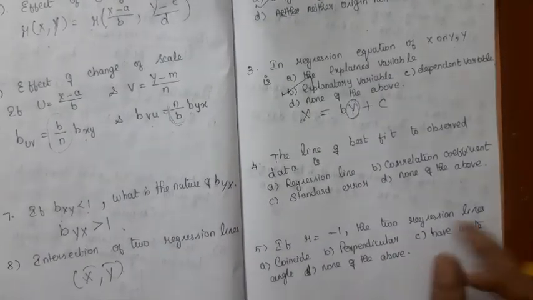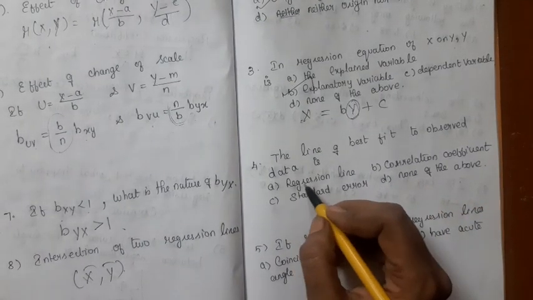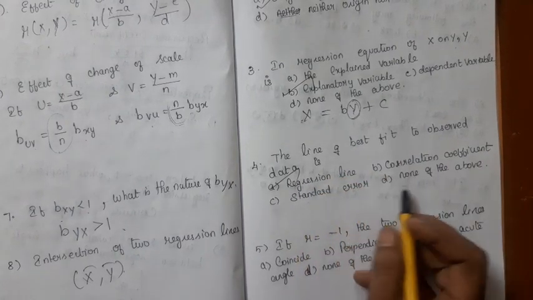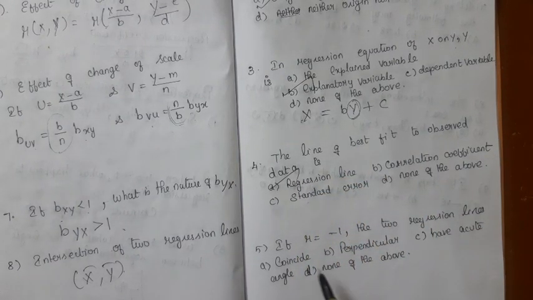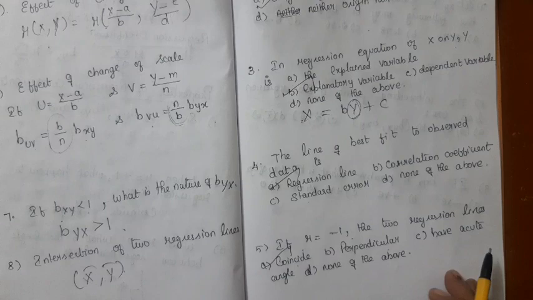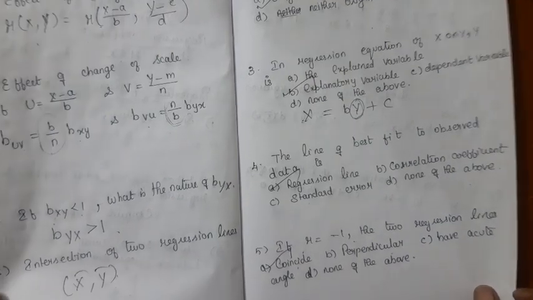The line of best fit to the observed data is the regression line. It is not the correlation coefficient or standard error. If r is equal to minus 1, the two regression lines will coincide. They are not perpendicular. They don't have an acute angle. They coincide.